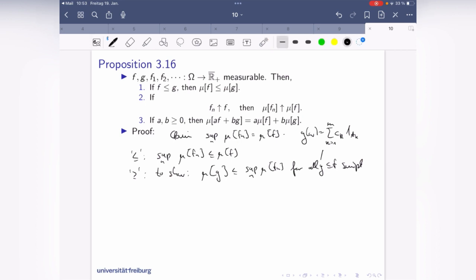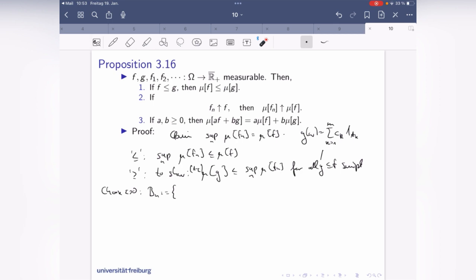Then I can define B_n. Also choose epsilon bigger than 0. I have to say choose epsilon bigger than 0. And I'm going to show that (1 minus epsilon) mu of g is smaller or equal than this here. That's what I want to show. But epsilon is arbitrary. That means I can let epsilon go to 0 here. Then mu of g must also be smaller or equal than the supremum of all integrals. So that's what I'm going to show.